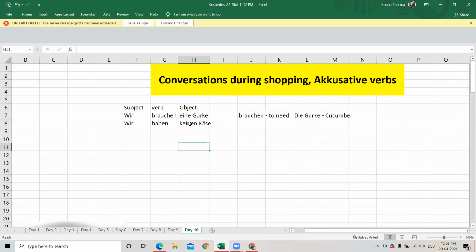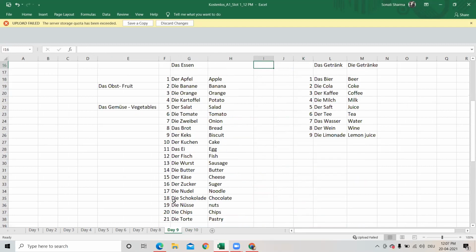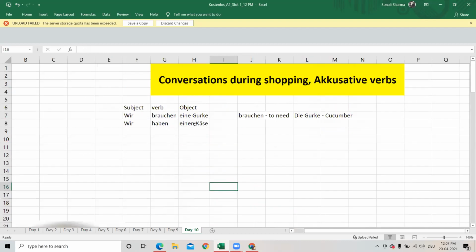Keinen. This is again a negation article. Negation we have already done, so we can simply write it as einen. So we have einen Käse, that means we have a cheese. Yesterday, when we were doing the vocab on das Essen, I told you der Käse is cheese, so I will not be writing down the meaning. Wir haben einen Käse, that means we have a cheese. Let's come to the next part.